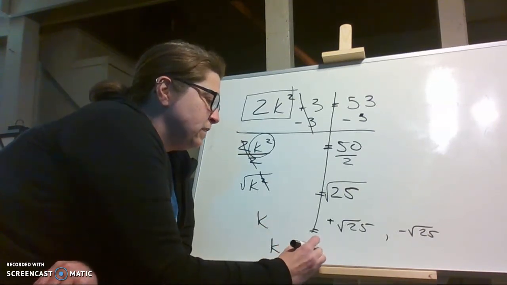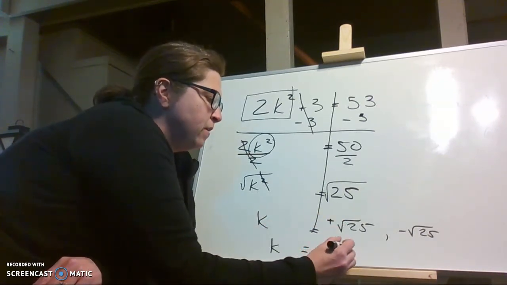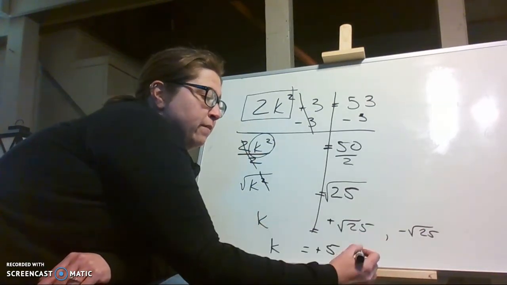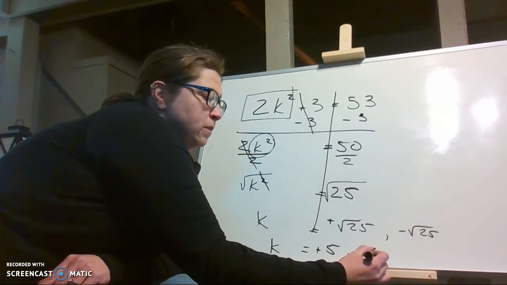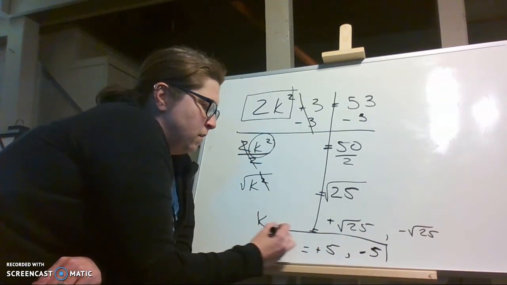All right, so let's finish this up. So I have the positive square root of 25 is 5. Over here, I have the negative of the square root of 25, which is negative 5. And that's it.